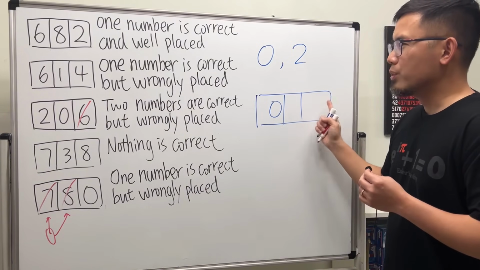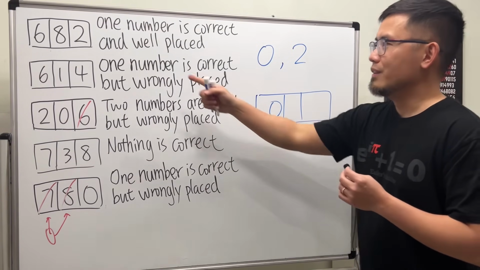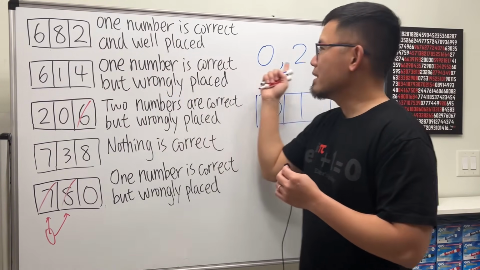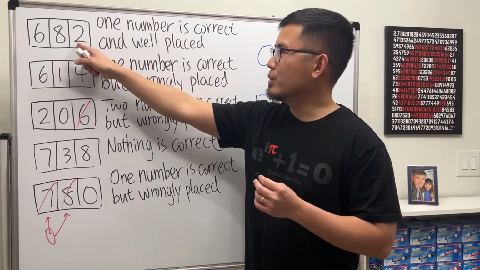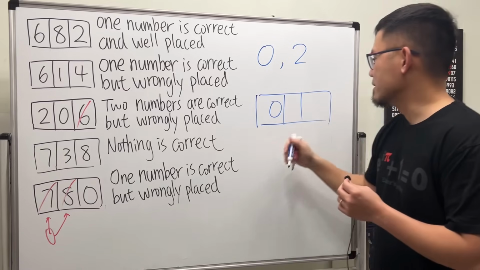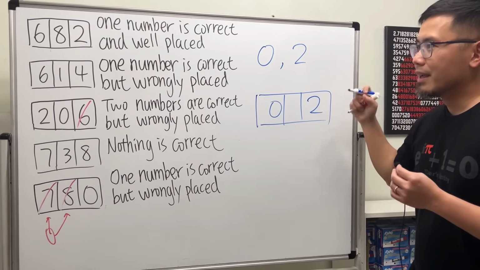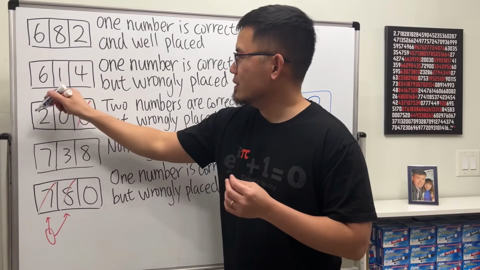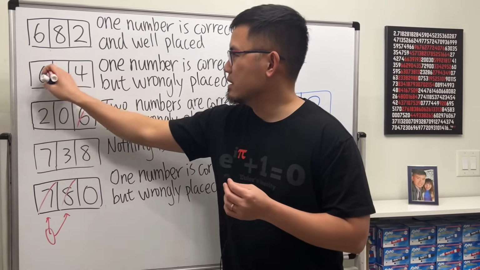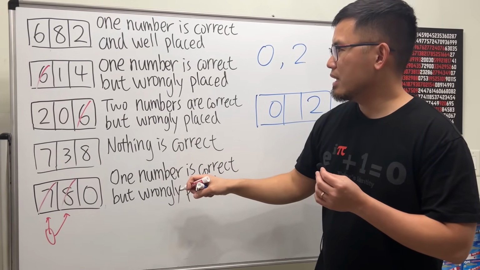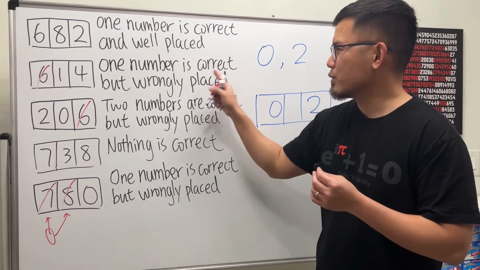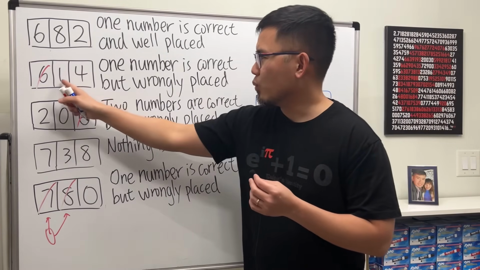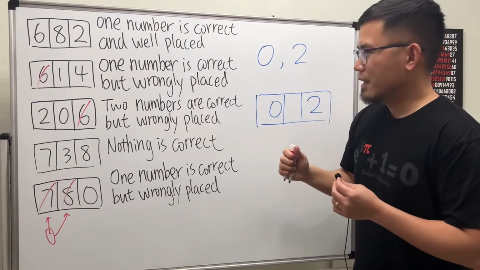But I don't know where to put 2, here or here. Well, if you go to the first one, we must have 2, and then 2 is well placed. So that means 2 goes here. Now, lastly, what do we know? Well, if you look at this, 6 is out, right? And we know one number is correct but wrongly placed. So is it the 1 or the 4?